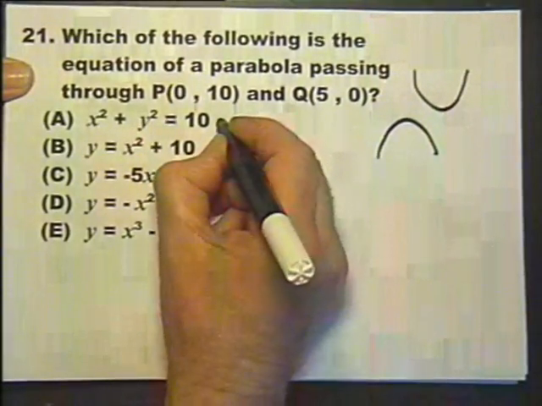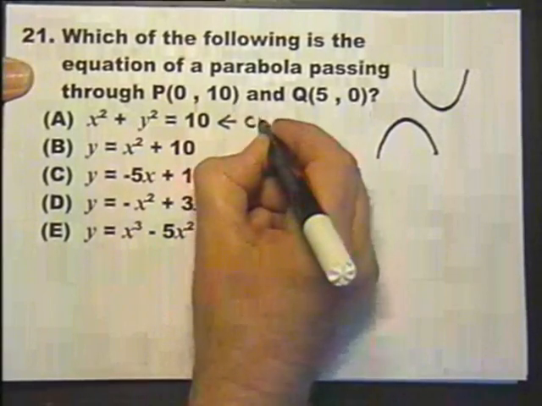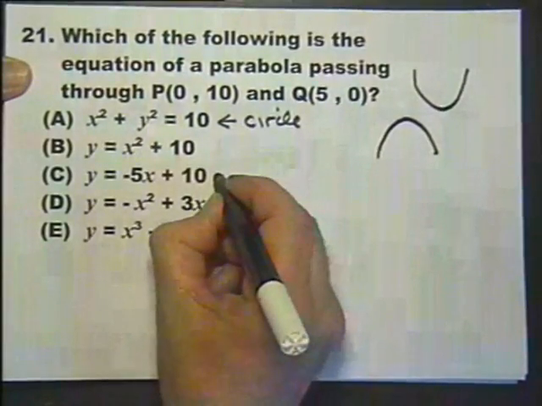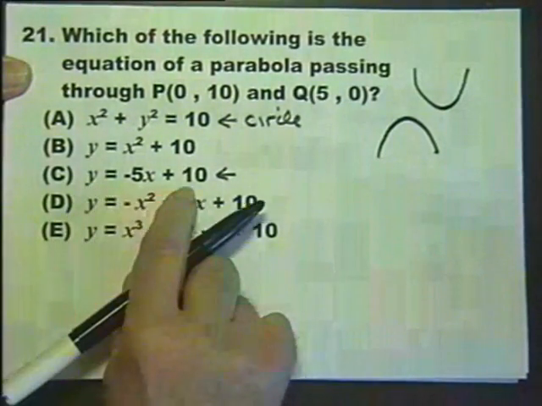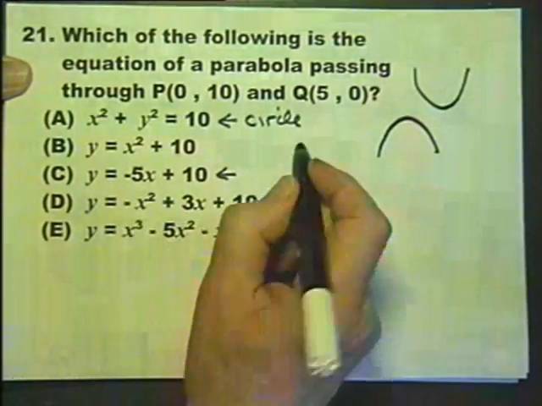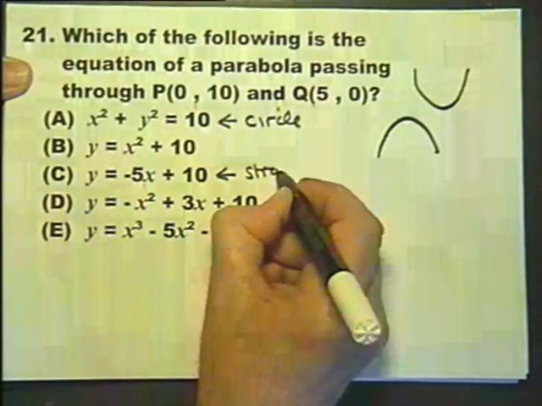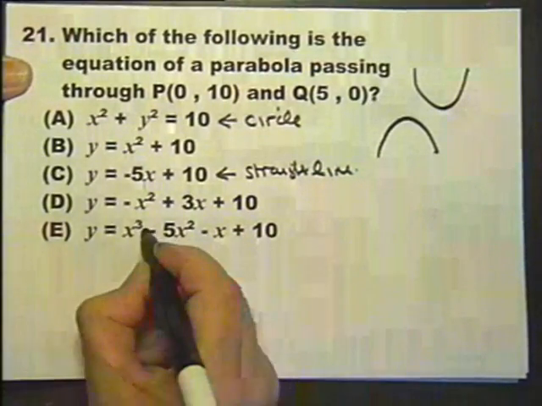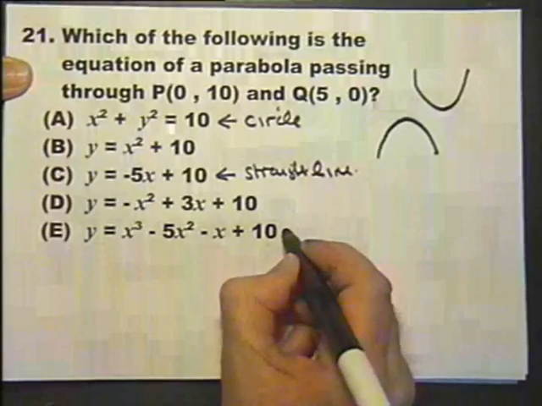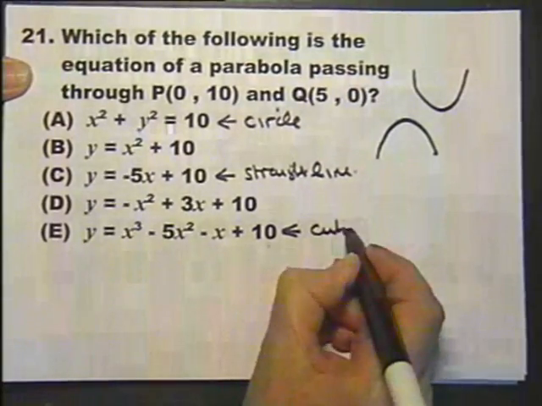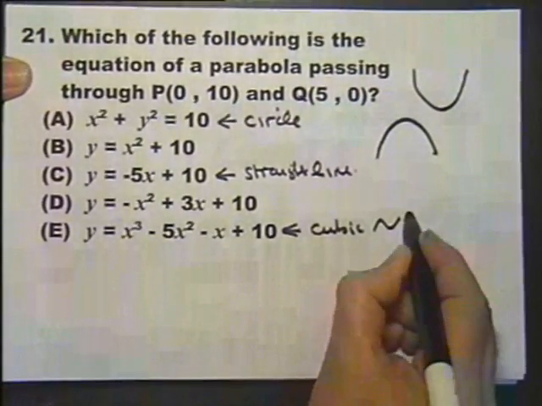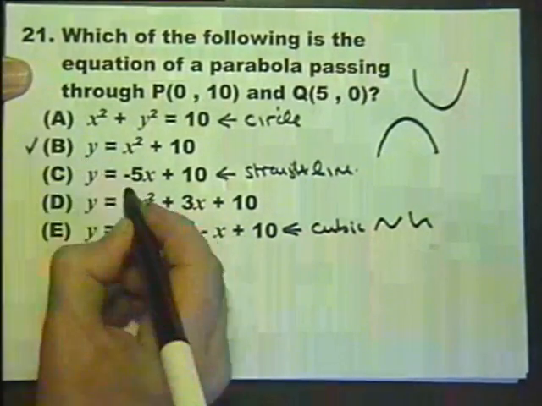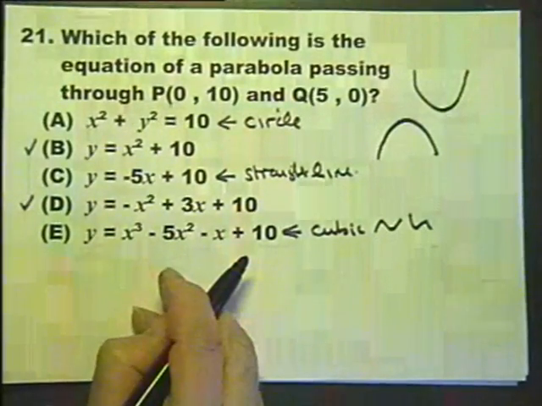Now we should recognise that as being a circle, and then we can straight away eliminate that as the answer. We should also recognise that this is actually the equation of a straight line. So we can eliminate that. This is a cubic. So it would produce a graph going like that, or possibly like that. But it certainly is not a parabola. So we're actually left with either that or that.